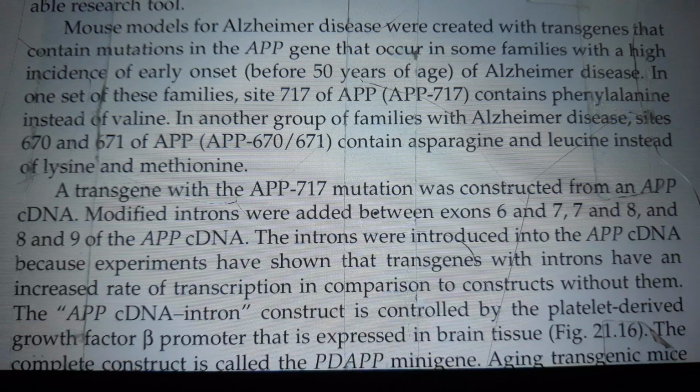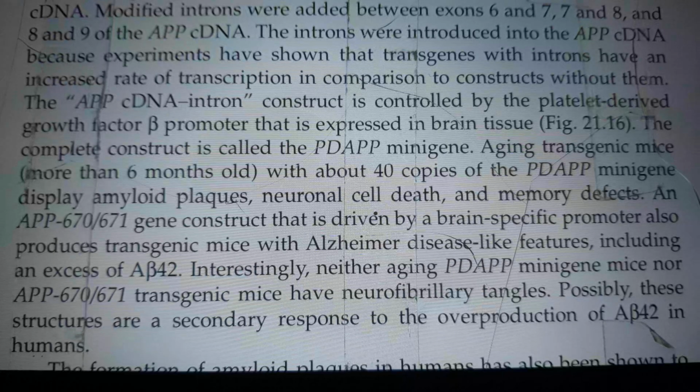A transgene with the APP 717 mutation was constructed from an APP cDNA modified with introns added between exons 6 and 7, 7 and 8, and 8 and 9 of the APP cDNA. The introns were introduced in the APP DNA because experiments show that transgenes with introns have an increased rate of transcription in comparison to constructs without them.